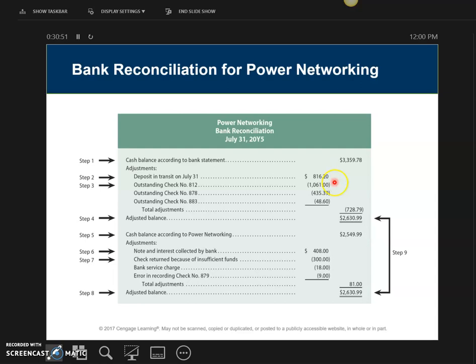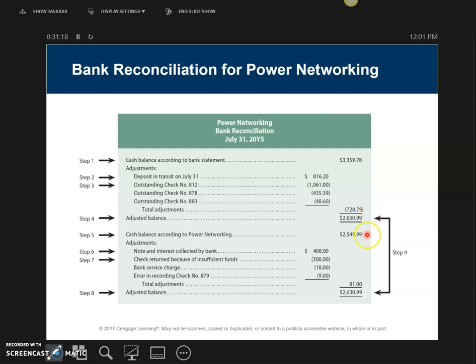Then I'm going to subtract any checks that I've already written. And when I've written these checks, I already subtract them from my book side down here. But they haven't cleared the bank yet. And then if I had any adds or subtractions to the bank side, I would put them in here. My total of this column is a negative 728 and change. So I subtract it, and here's my adjusted bank balance.